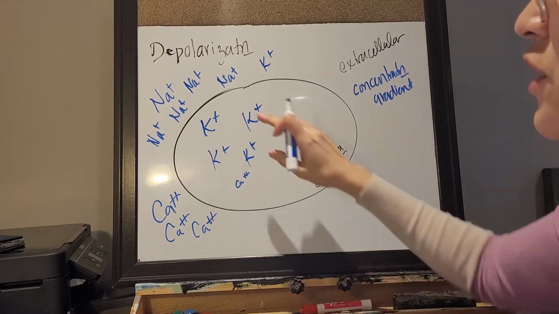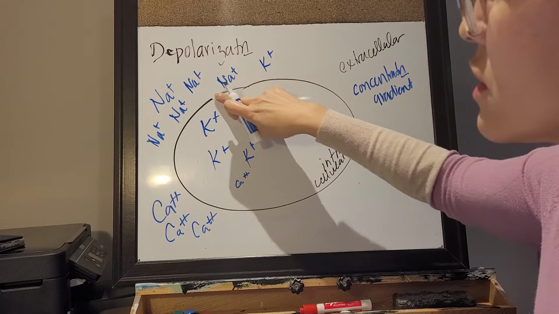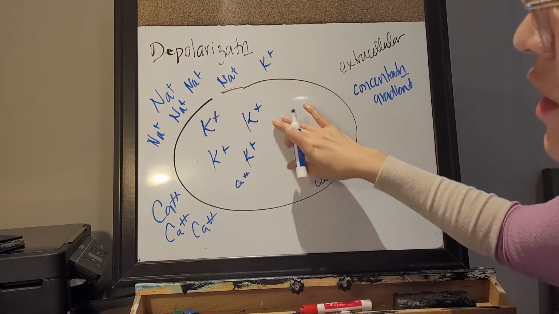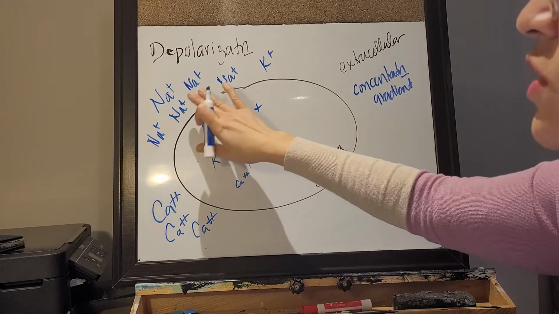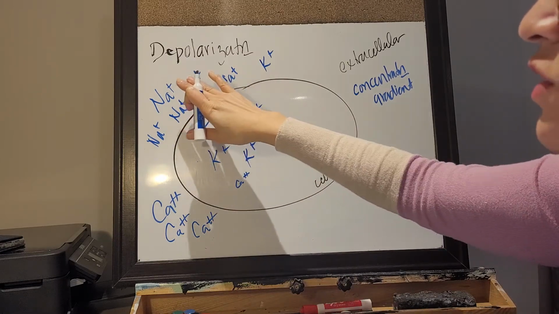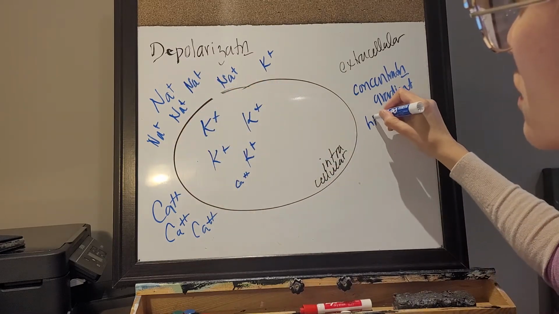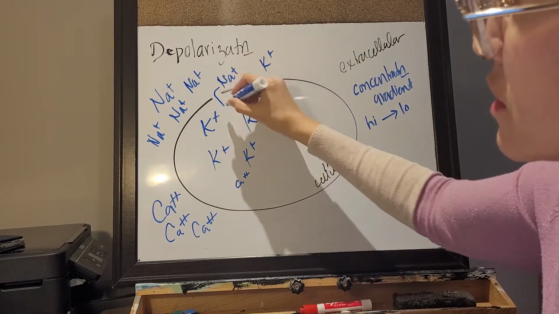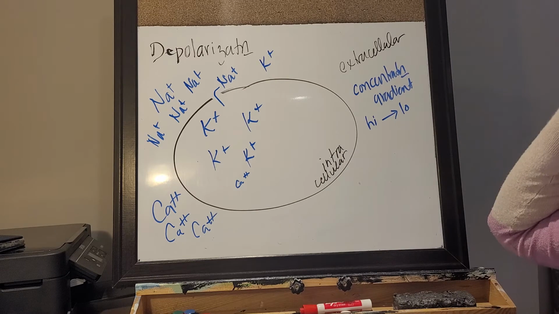So if you can imagine, if I just opened the door here, with there being so many sodium ions on the outside and none on the inside, sodium's going to want to go from an area of high concentration to low. So we go from high to low here. They'd want to come in just by the concentration gradient.